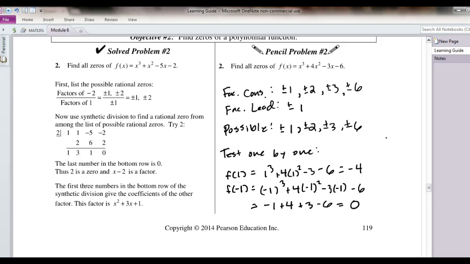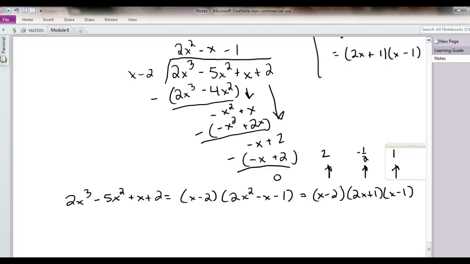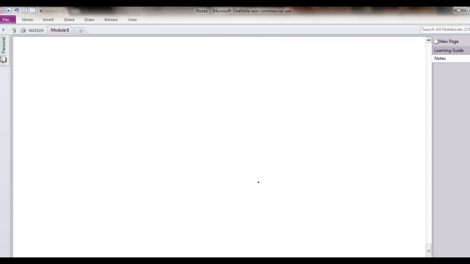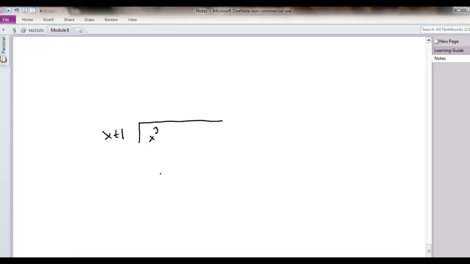All right, now that I have one that's a 0, I can go ahead and do polynomial division. So let's divide x to the third plus 4x squared minus 3x minus 6 by x plus 1. That's the factor that corresponds to negative 1 as a 0. So let's do that here. We want to divide by x plus 1, and then we have x to the third, trying to remember, 4x squared minus 3x minus 6.